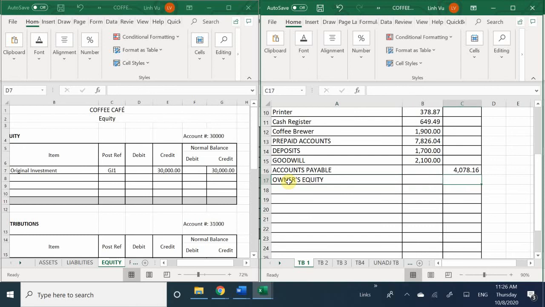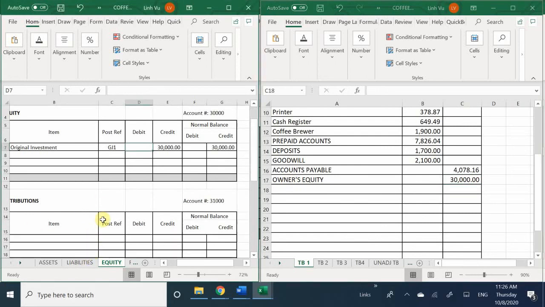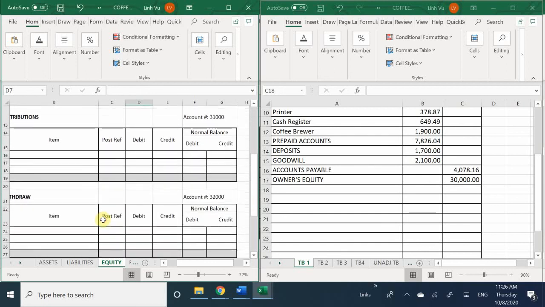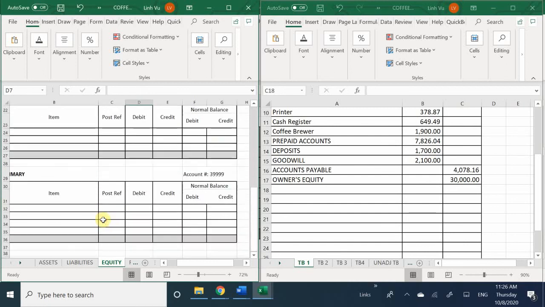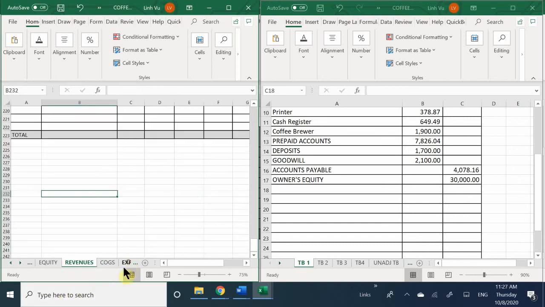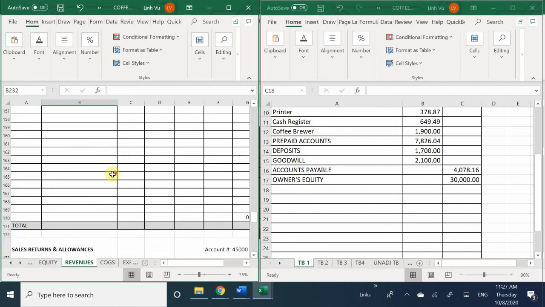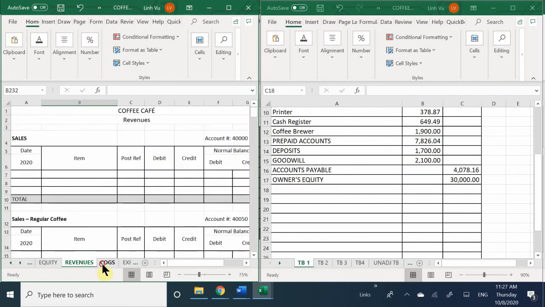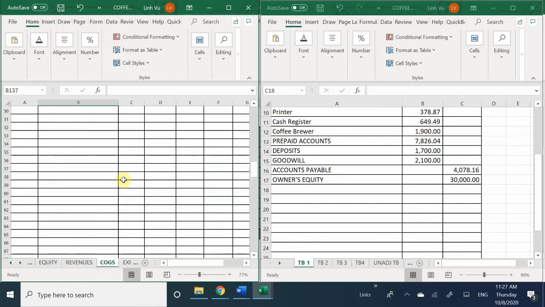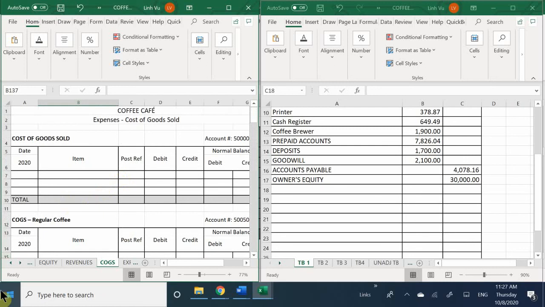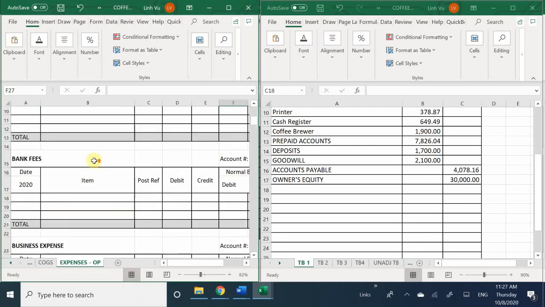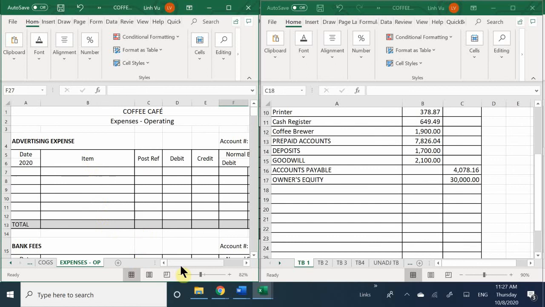Right? For how much? $30,000 credit. Okay, good. Of course, I'll just briefly go through this. Did we have any capital contributions, any withdrawals, or any income summary? Not yet. Okay. Revenues, of course, we haven't even started any sales, so I can give you that. And of course, we didn't make any purchase of inventory, so therefore you should not have a cost of goods sold. So now we're going to move to our last segment, which is our expenses.